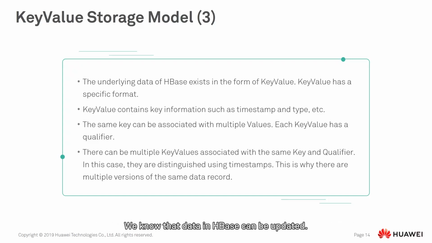We know that data in HBase can be updated, so there may be multiple versions of the same data record. In this case, they are distinguished using timestamp. Here remember that HBase will return the latest version when querying without specifying the timestamp. Column family consists of one or more columns. A column is a label under the column family.